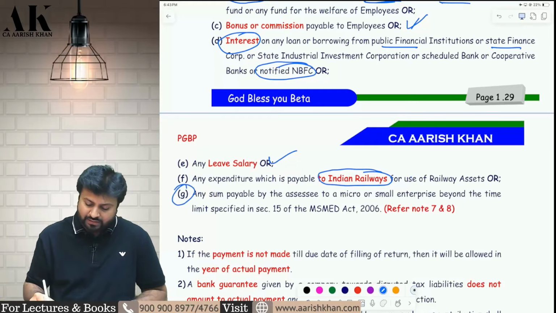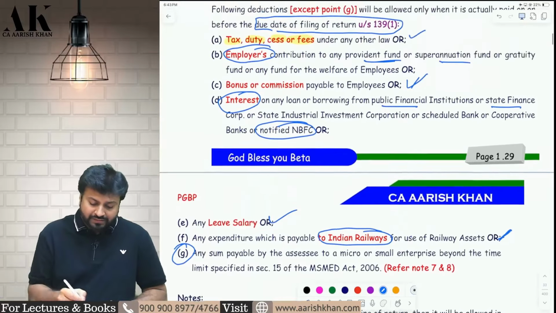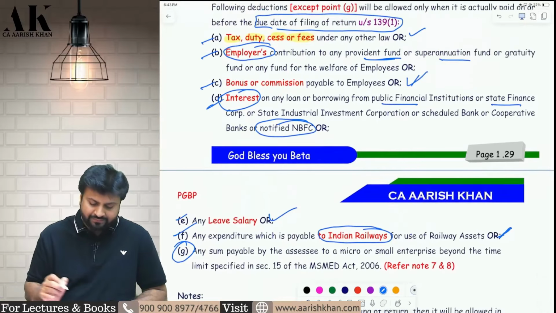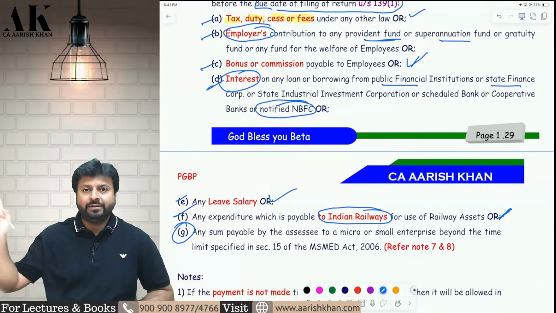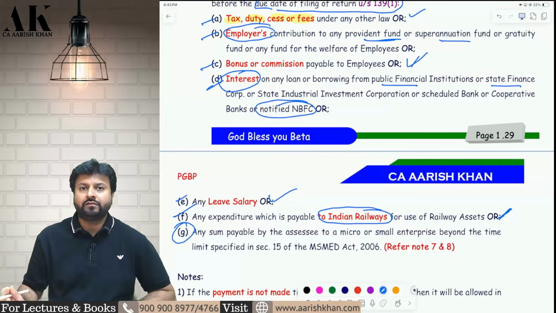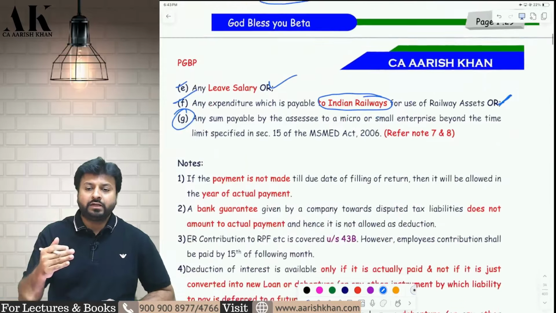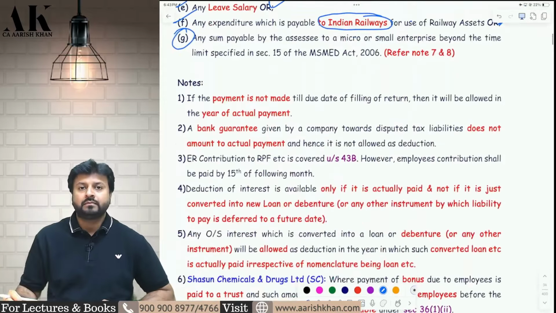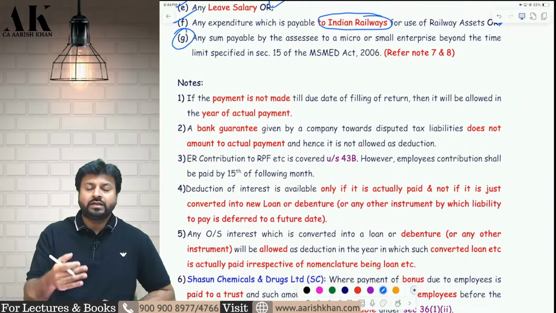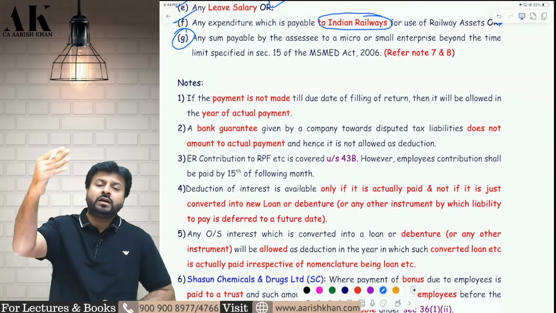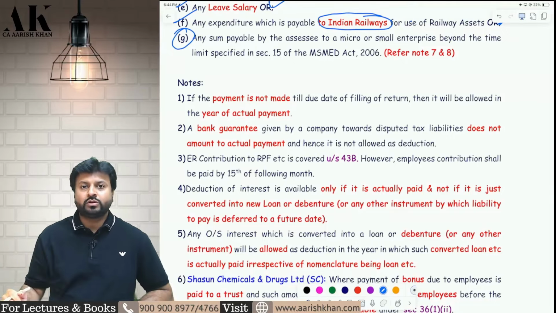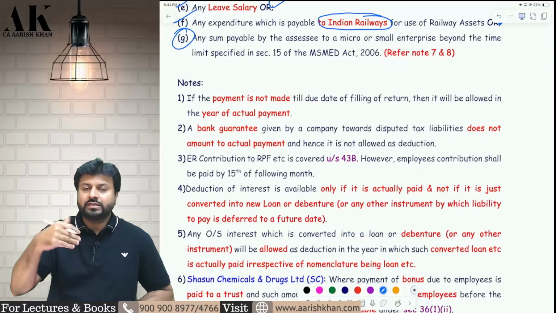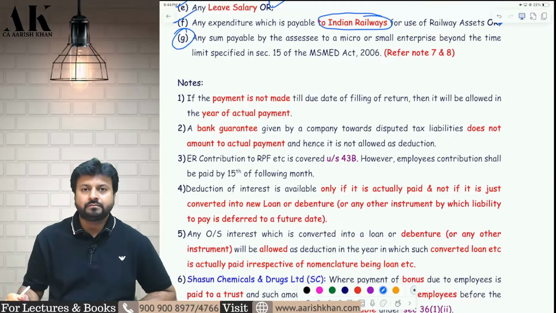Okay, first let me explain the first 6 points, A, B, C, D, E, F. For these you have to make the payment till the due date of filing of return. If you don't pay till the due date of filing of return, then the expenditure is disallowed. Is it permanently disallowed? No. This is also a temporary disallowance. It will be disallowed in the current year, but it will be allowed in the year in which you actually make the payment. So if you actually make the payment in a subsequent year, it will be allowed as a deduction to you in that year. Don't worry about it.